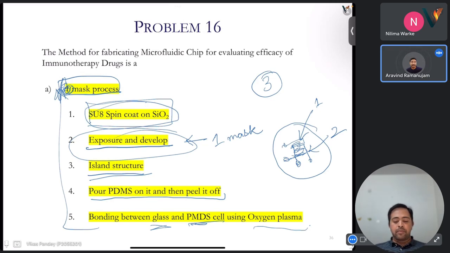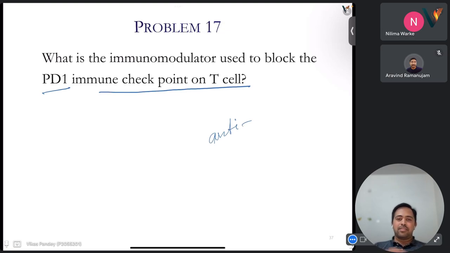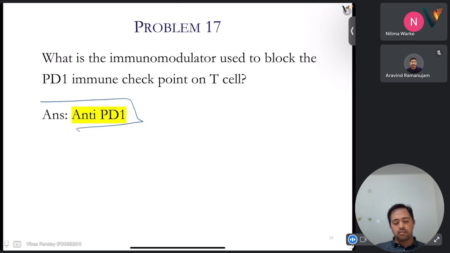Fine. Okay, sir. So what is the immunomodulator used to block the PD-1 immune checkpoint on T cell? Anyone? Any answers to this? In biology, it is very easy. You just put an anti before it and it is something against it. So we are blocking this. So it is anti-PD1.